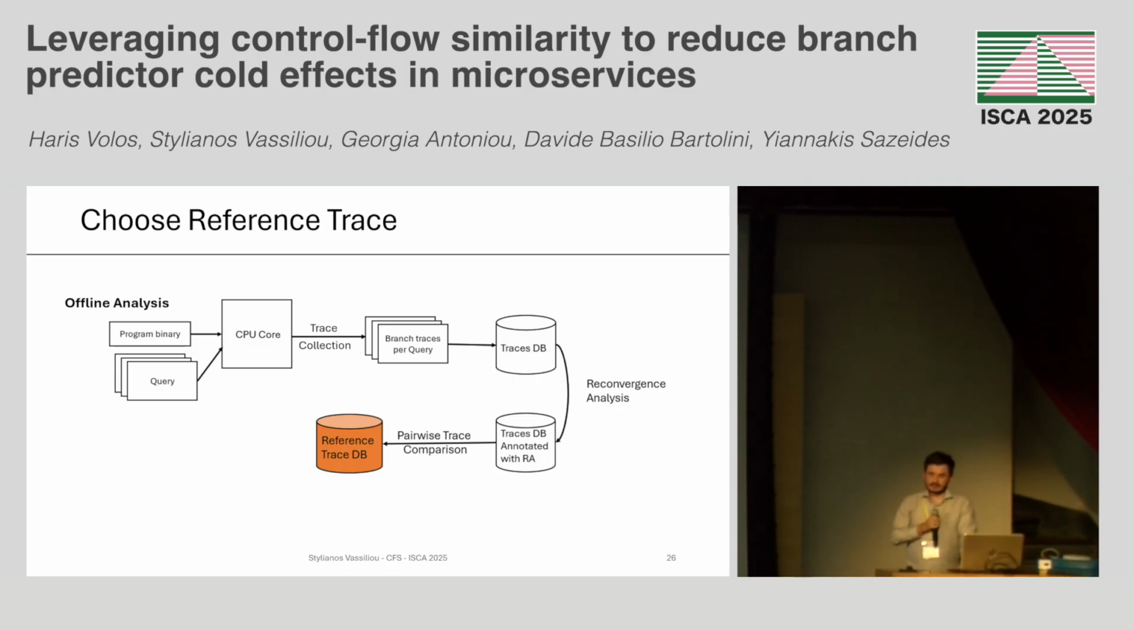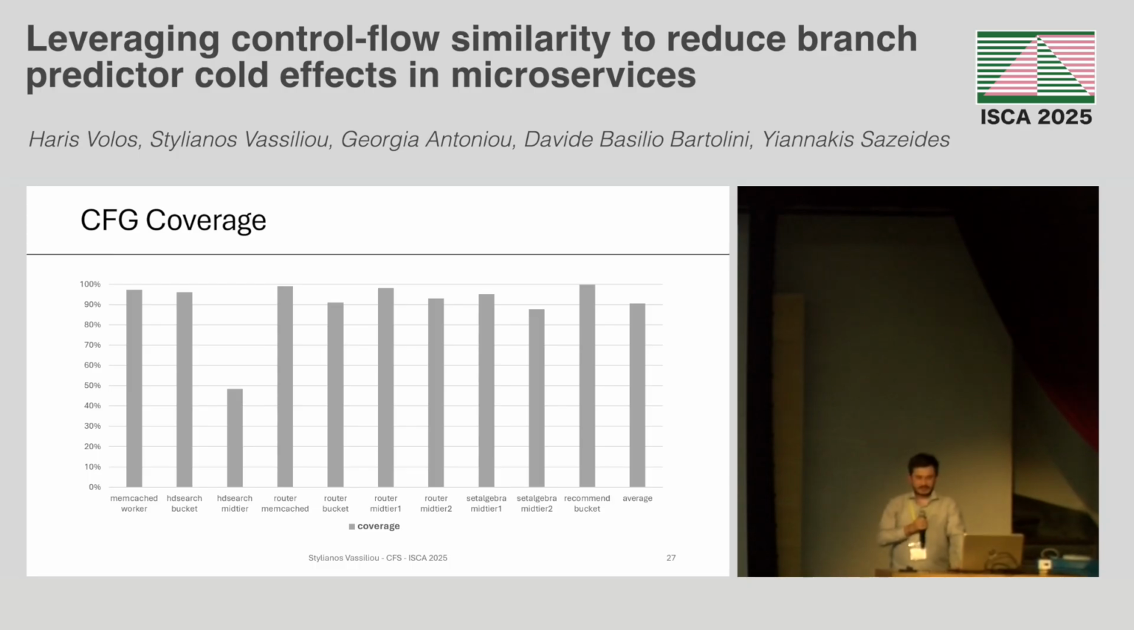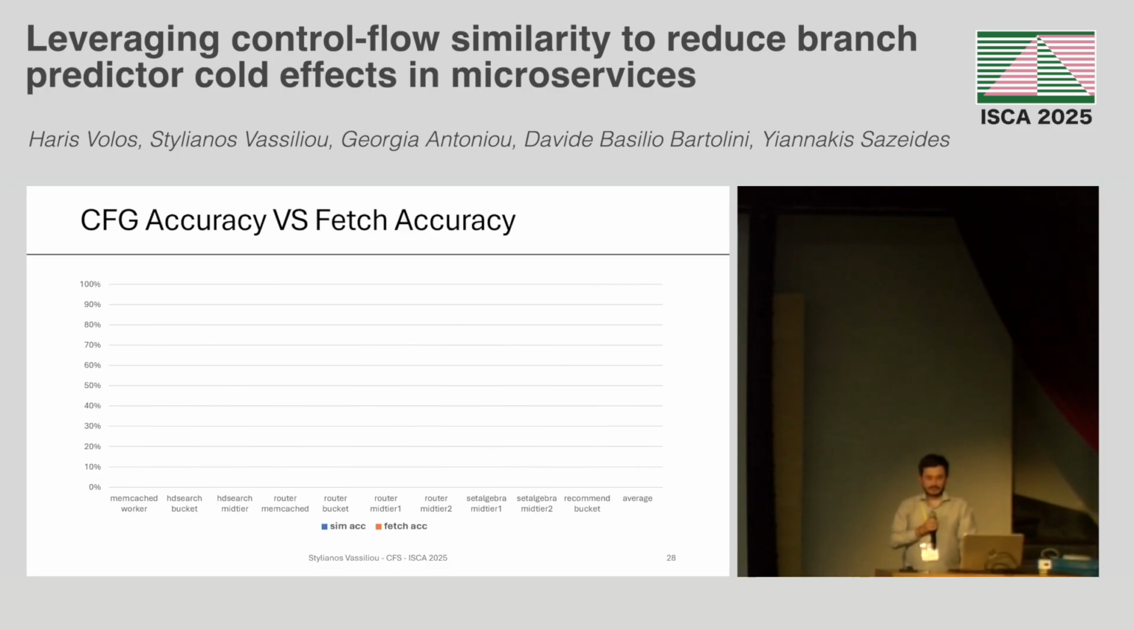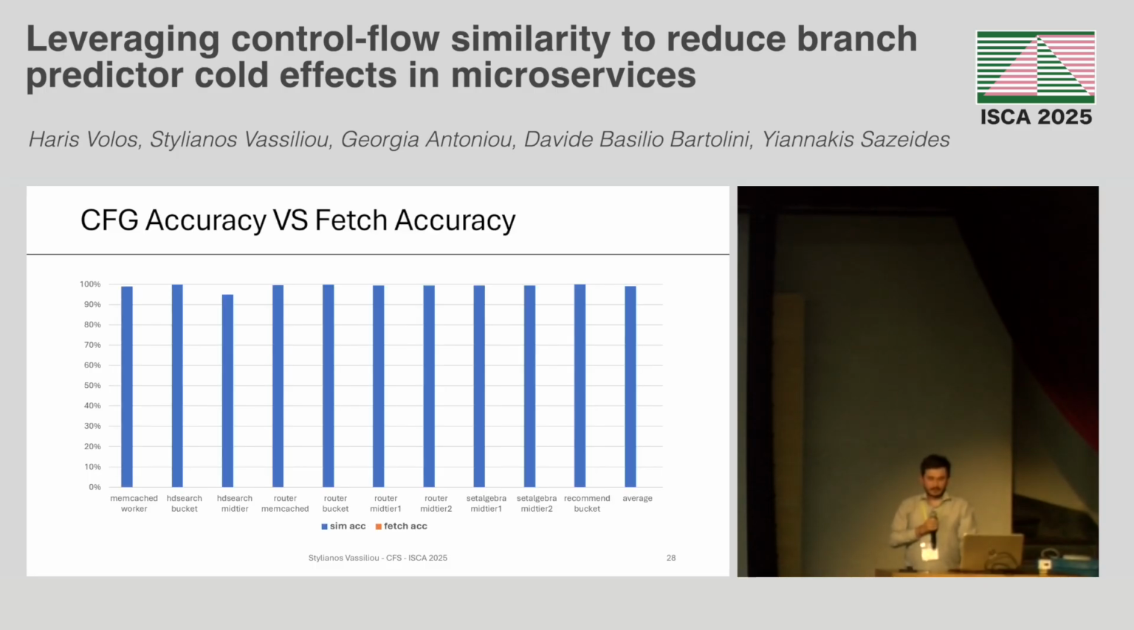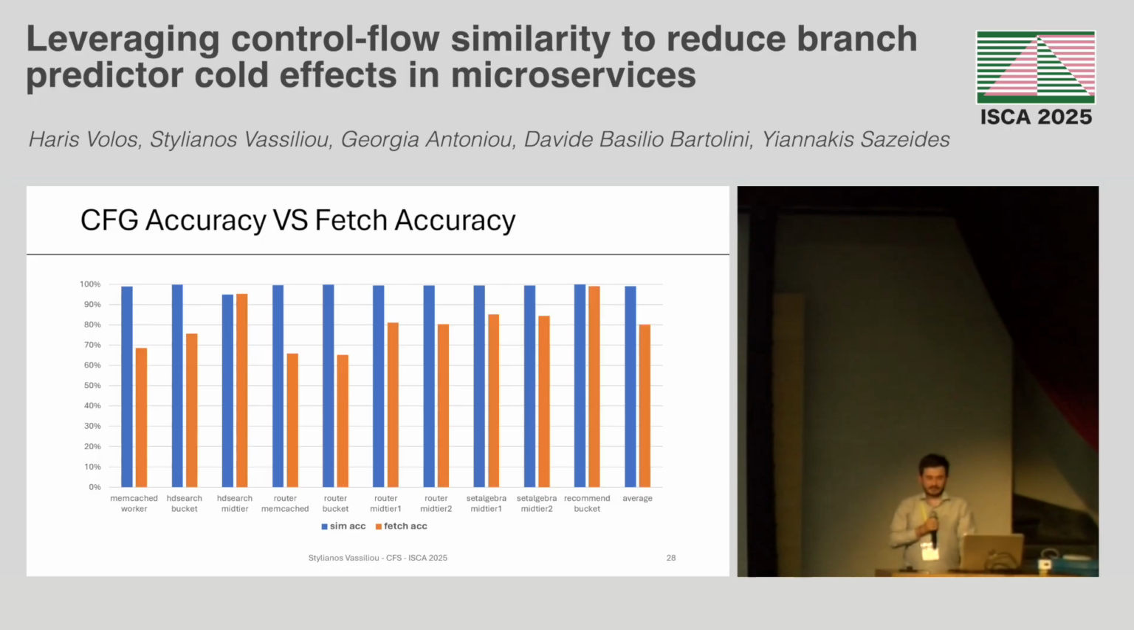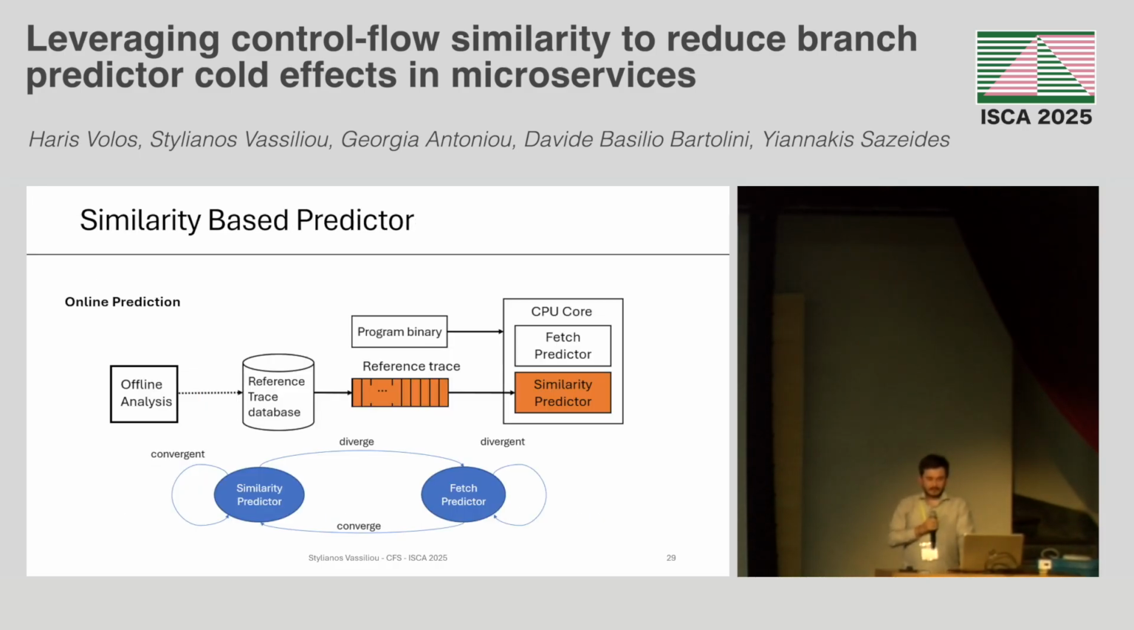For our experiments, we divided the trace into train and test sets. We analyzed 10 different processes and used the chosen reference trace from the training set for each process. We saw that the coverage for most processes was above 90%, supporting our initial theory that they have high control flow similarity. When we compared the accuracy of the similarity-based predictor with a baseline fetch predictor for the covered part of the execution, usually the similarity is near 99%, while the fetch predictor is usually below 85%, further showing the high control flow similarity across queries.